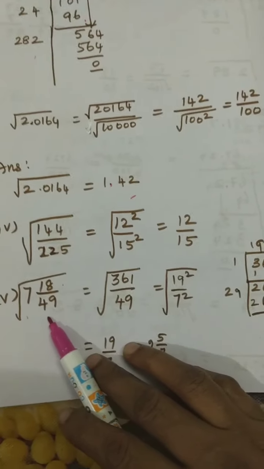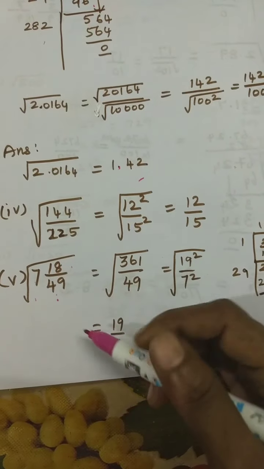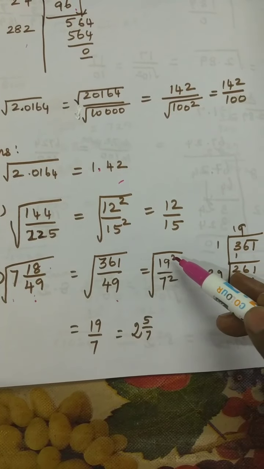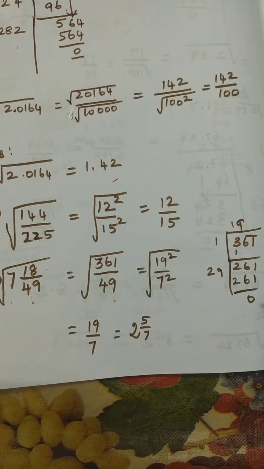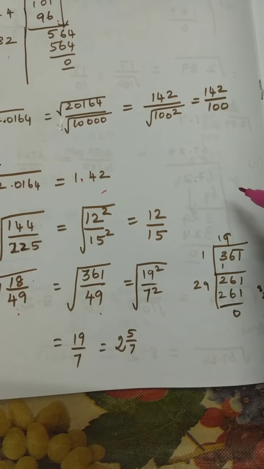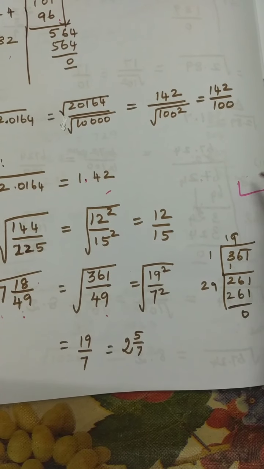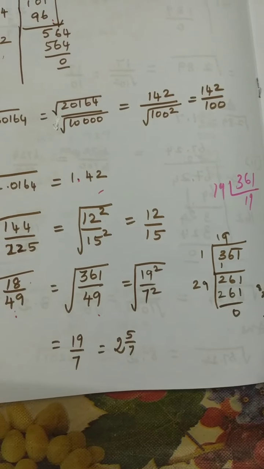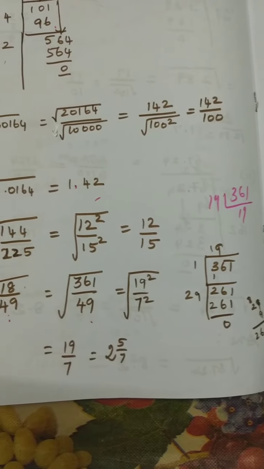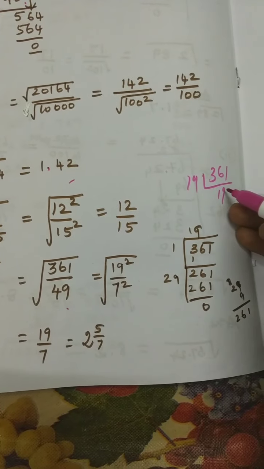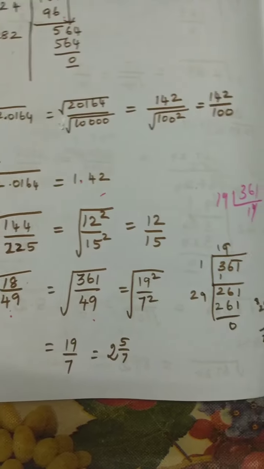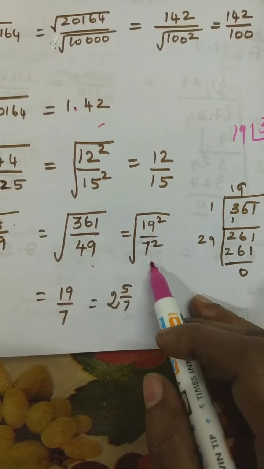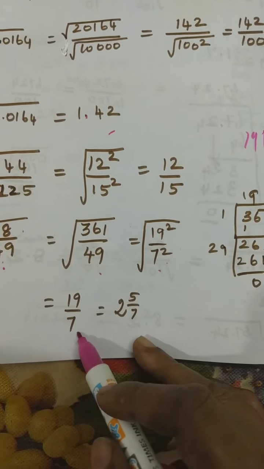Then 7 18 by 49. You have to multiply these two and add this one. That is 361 divided by 49. Now 361 is 19 square. Otherwise you divide and see. You can see by this long division for 361. If you divide, 19 only, you have to write 19, 19 only. Any other tables, it won't come, isn't it? So you have to write 19, 19 only. For that you can use this long division method. Then 19 square by 7 square. And take the square outside, 19 by 7.